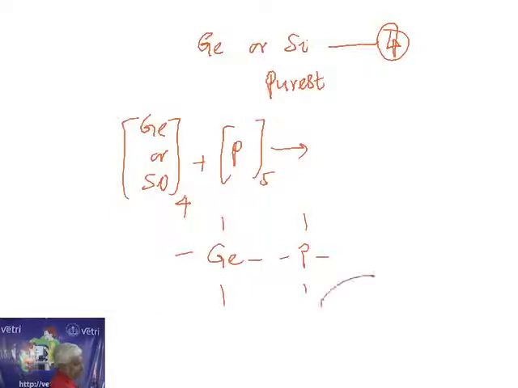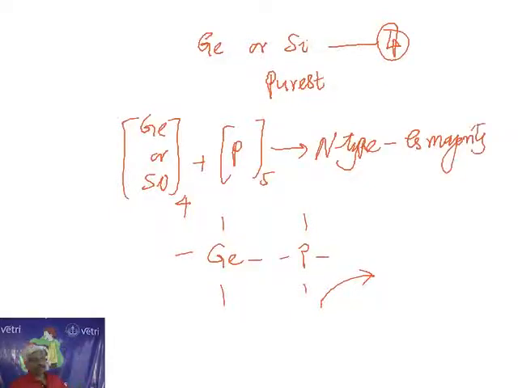This excess electron may be given to the next atom. Since it is given to the next atom, this impurity is called donor impurity, because it donates an electron to the next atom for further bonding. This type of semiconductor is called N-type. For N-type, we have to add the pentavalent impurity to the pure germanium or silicon, a tetravalent element. N denotes negative. Therefore, electrons are the majority carrier. In N-type, electrons carry more electricity, so the electrons are the majority carrier.